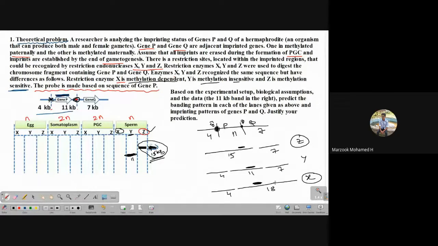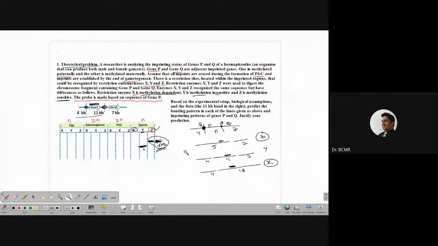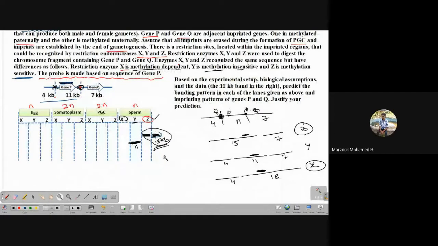Yes, sir. Do you have any questions on this? Yes? Understood, sir. Okay. Then what do you think we should do? 18 kb fragment. Yes, so we will get 18 kb fragment.